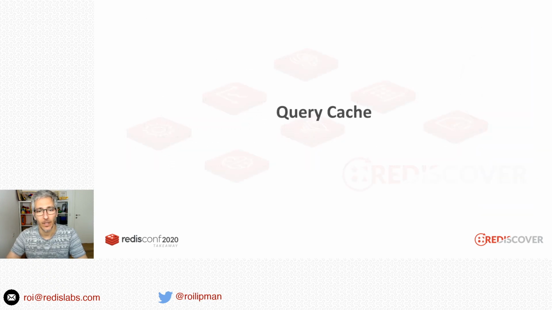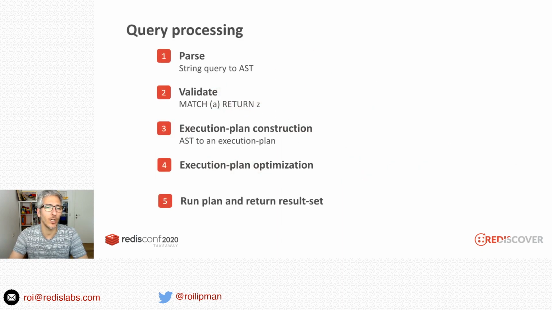Alright. Lastly, I want to introduce the query cache, which is also a nice addition in this version. And so, just an overview of what happens when a query is presented to RedisGraph. There are a number of steps that are obviously taken. The first one builds what is known as an abstract syntax tree from the query string representation.